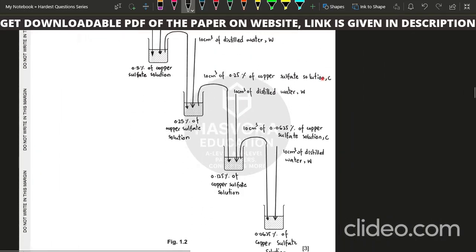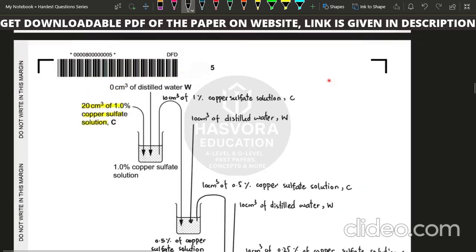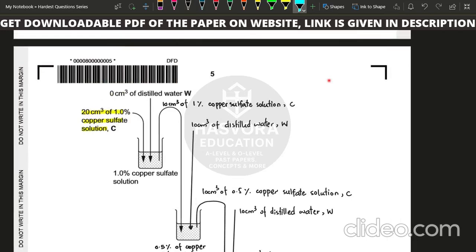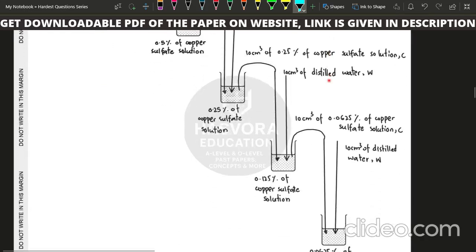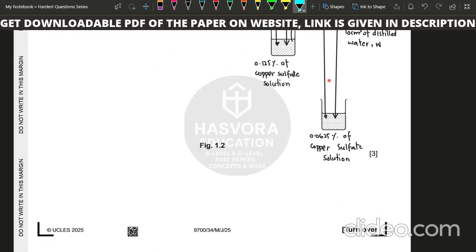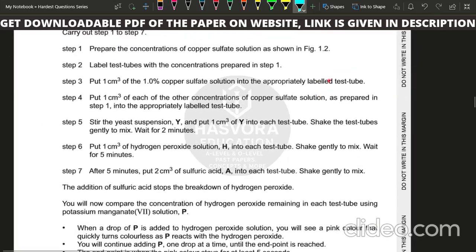Now you must see that initially I have 20 cm cube of it. So if I transfer 10 cm cube of it into the next beaker, 10 cm cube will be left, and same for the other ones except for the last one. This will be 20 cm cube only, because from this you are no longer transferring. But it is not a problem, don't need to worry about that.